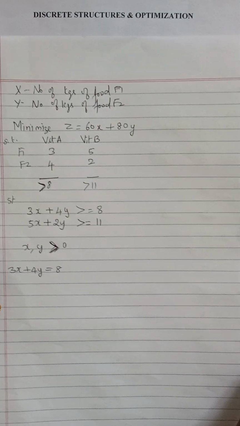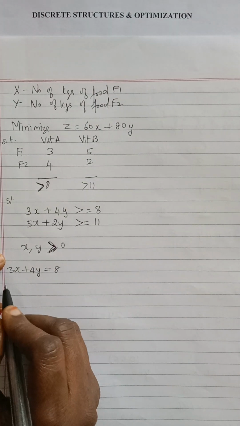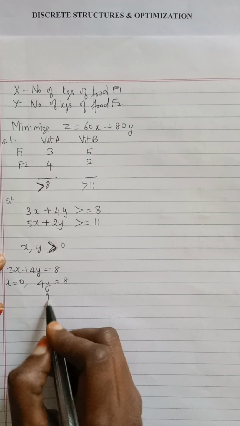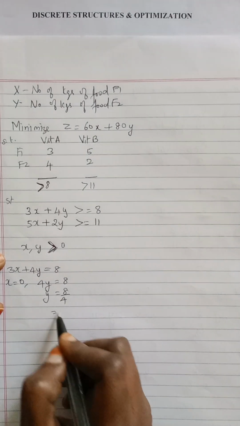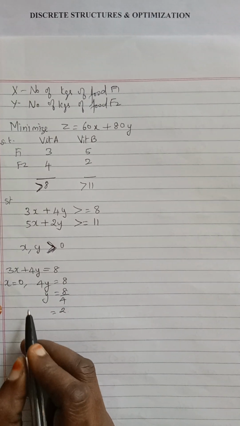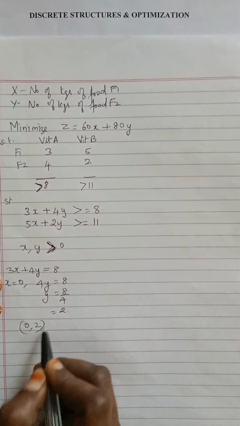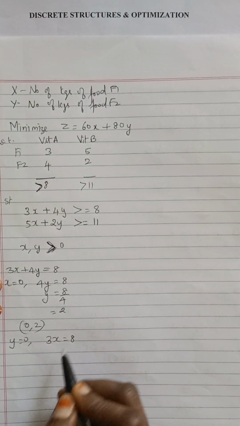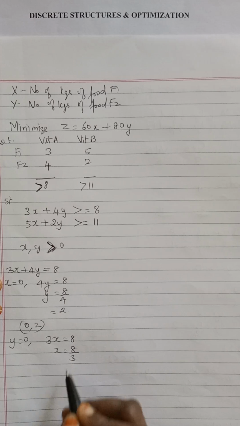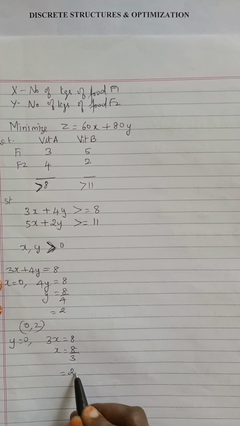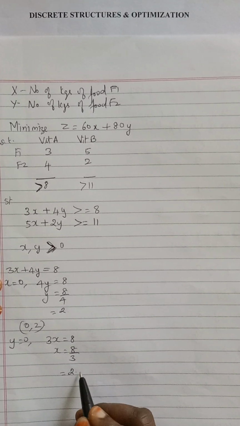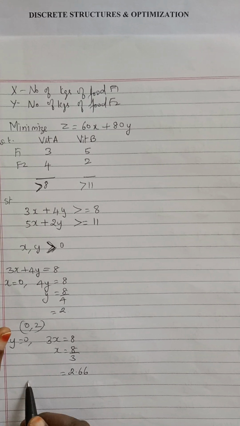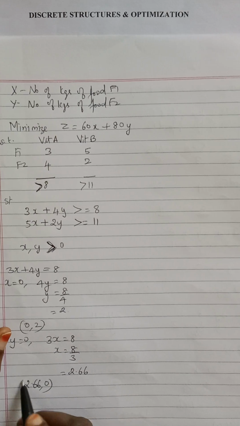We will solve this by the graphical method. Put x equal to 0, then 4y will be equal to 8, so y is 8 by 4, which is equal to 2. So the point will be (0, 2). Next put y equal to 0, then 3x equals 8, so x is equal to 8 by 3, which is 2.66. Hence the point will be (2.66, 0).